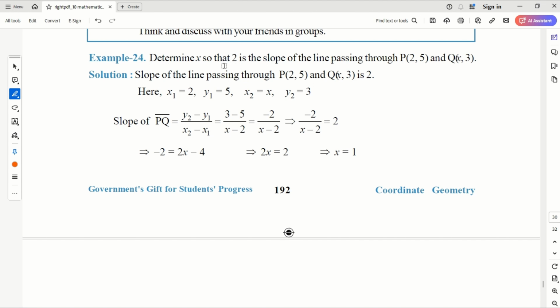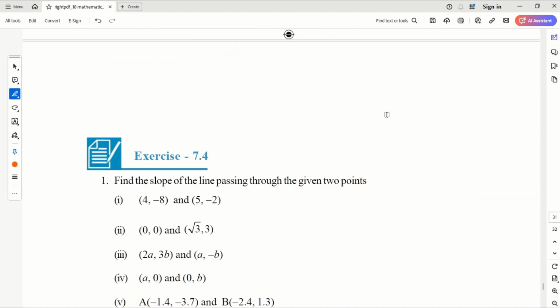Determine x so that 2 is the slope of the line passing through these points. He is already telling the slope is 2 and the values are given. So y2 minus y1 by x2 minus x1 is minus 2 by x by 2, which is equal to 2. If I simplify, I'll get the x value. So this is one simple type of problem which you can get in slope calculation.